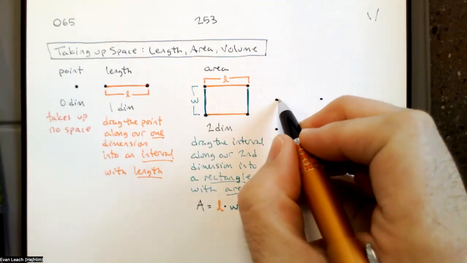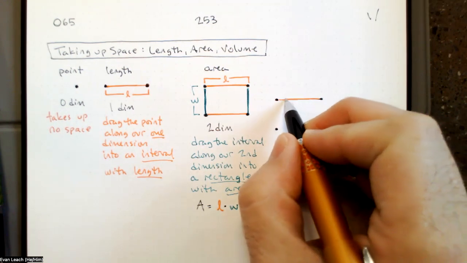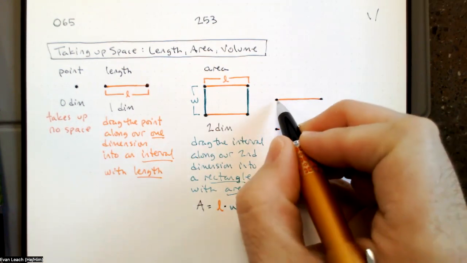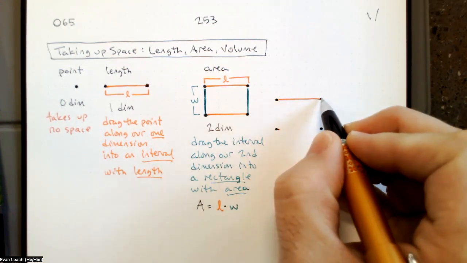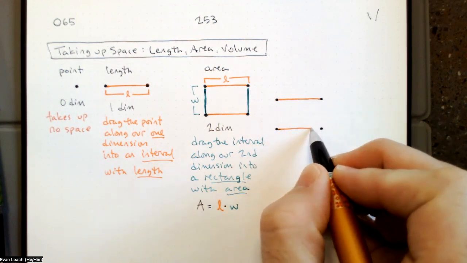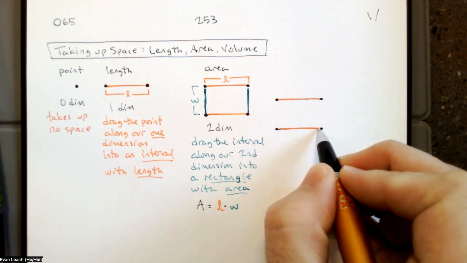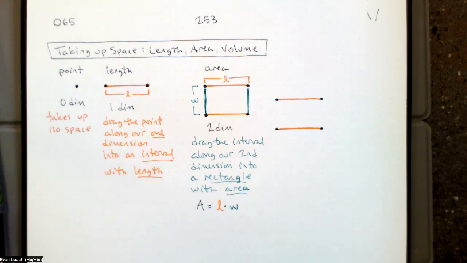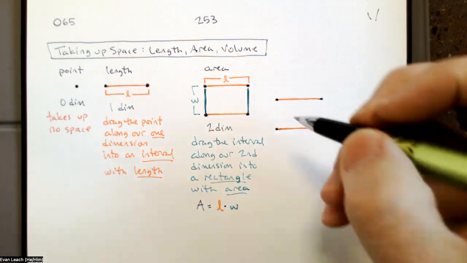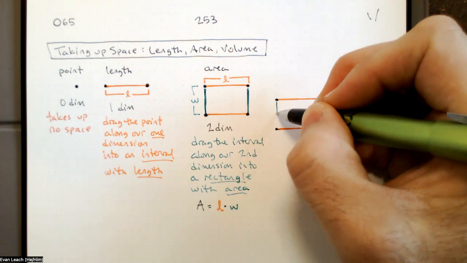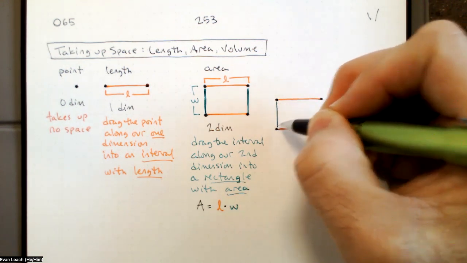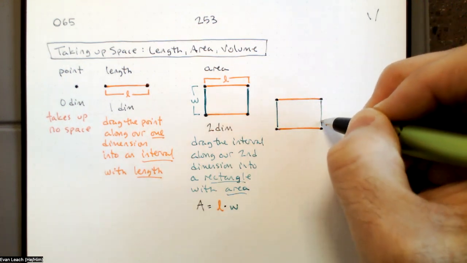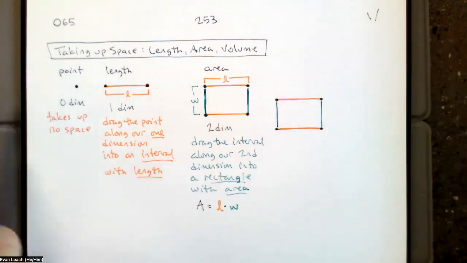So I'm going to take my area, which was, we took our point, dragged it along one axis into a length, took that interval, dragged it along a second axis into a rectangle to produce an area. And now we're just going to grab this rectangle and drag it along a third axis to produce a solid.